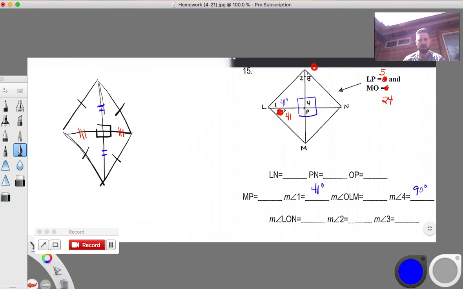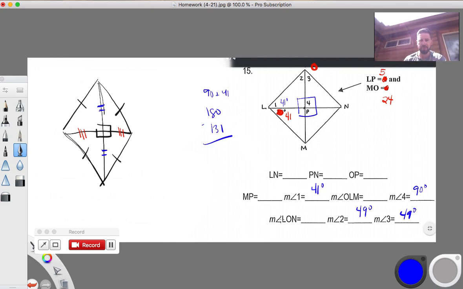Okay, and we've got to find angle 2 and angle 3. Well, let's do the same thing we did last time. Let's say 90 plus 41. 90 plus 41, I think that's 131. And let's subtract that from 180. Well, I think it's 49. So these guys up here, angle 2 and angle 3, are both 49 degrees. Okay, now what else are they asking here?